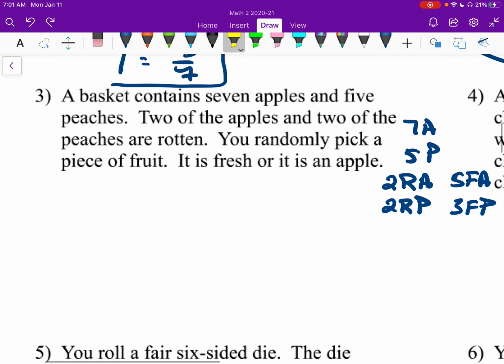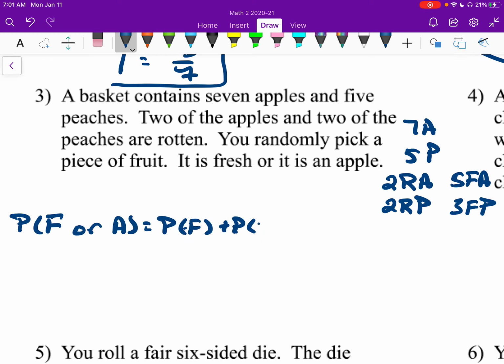All right, what am I supposed to find? You randomly pick a piece of fruit. It is fresh or an apple. So the probability of fresh or apple will be the probability of fresh plus the probability of apple minus the probability of fresh and apple. Now, mutually exclusive, yes or no? And again, we're talking about, is this equal to 0? Well, fresh apples, we have 5 fresh apples, so this is not mutually exclusive.